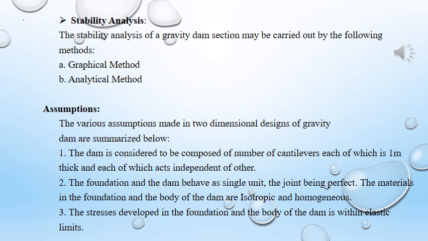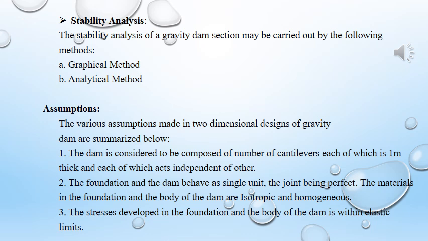So, after completing this theory portion of gravity dams, now we come to the stability analysis. The stability analysis of gravity dams may be carried out by two methods, the graphical method and the analytical method. The graphical method is also said to be the step by step method.